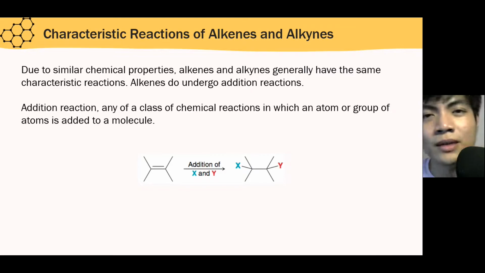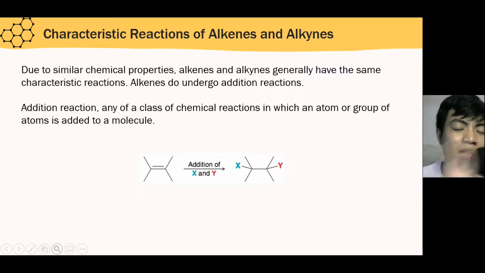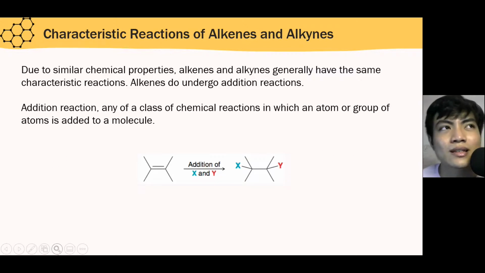What happens when you have an addition reaction? Basically, the molecule that you are reacting with your alkene or alkyne will just be added to the double bond. This double bond will be broken, and then the atoms X and Y will be connected to it. Kaya siya tinawag na addition. Yung dalawang group of atoms mo na reactant, idudugtong mo lang siya sa double bond. So in a sense, yung alkene natin, hindi na siya alkene, hindi na siya may double bond.